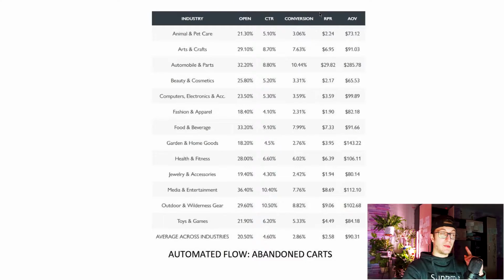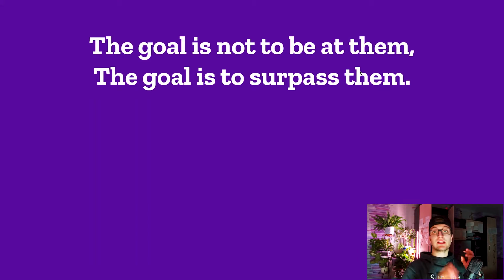Repeat purchase. Revenue per recipient $2. AOV $73.12. Guys, again, I want to remind you here: the goal is not to be at these benchmarks, because they are actually whack for the pet industry. The goal is to surpass them. The goal is to rise above them, and it's pretty easy when you have a channel like this.